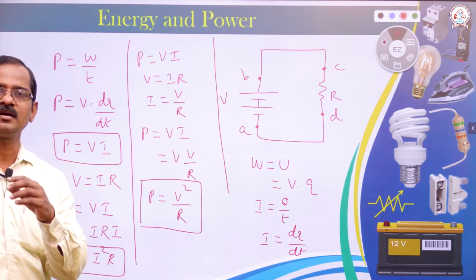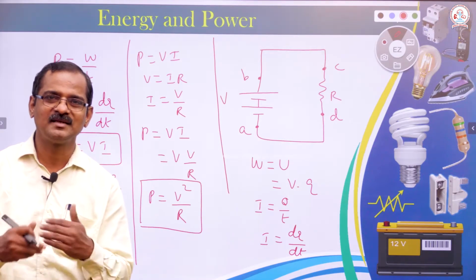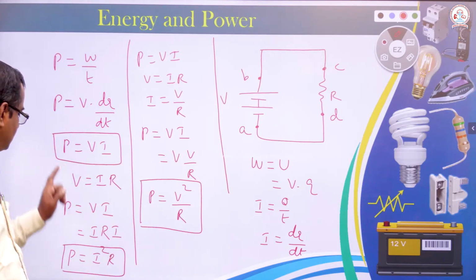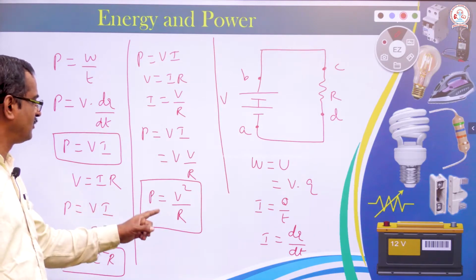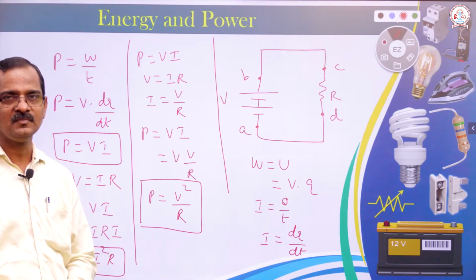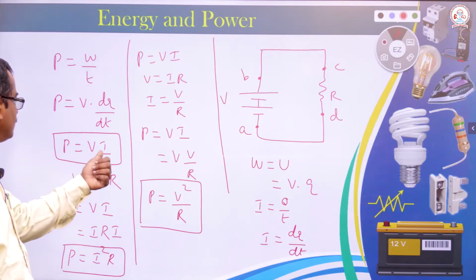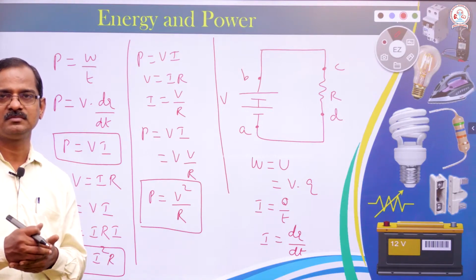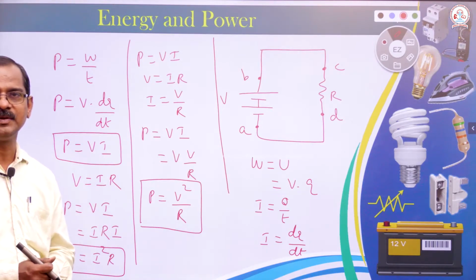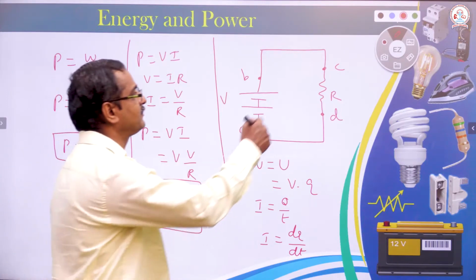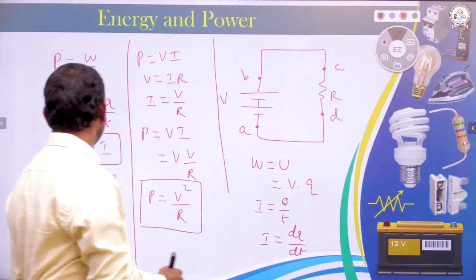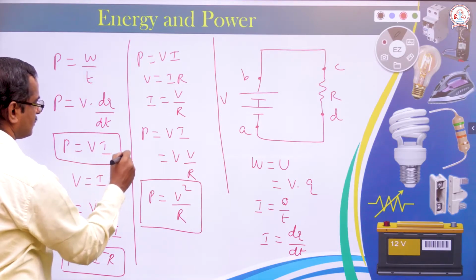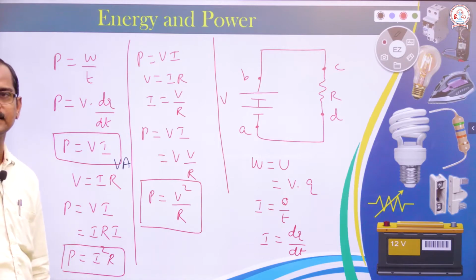So, when you are asked to calculate power in a circuit, based on the data given, we have to choose the formula. Power equal to voltage into current, power equal to I square R, power equal to V square by R. According to power equal to voltage into current, the unit for potential difference is volt and the unit for current is ampere. So, for power, the unit is volt ampere.